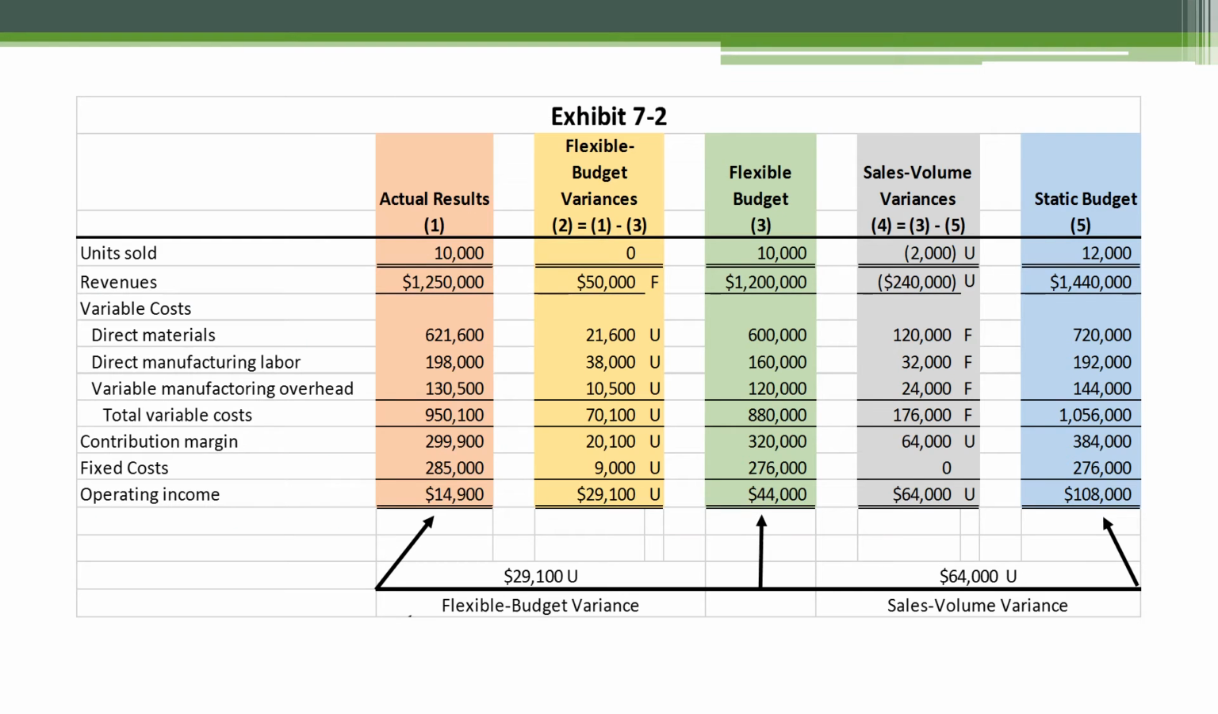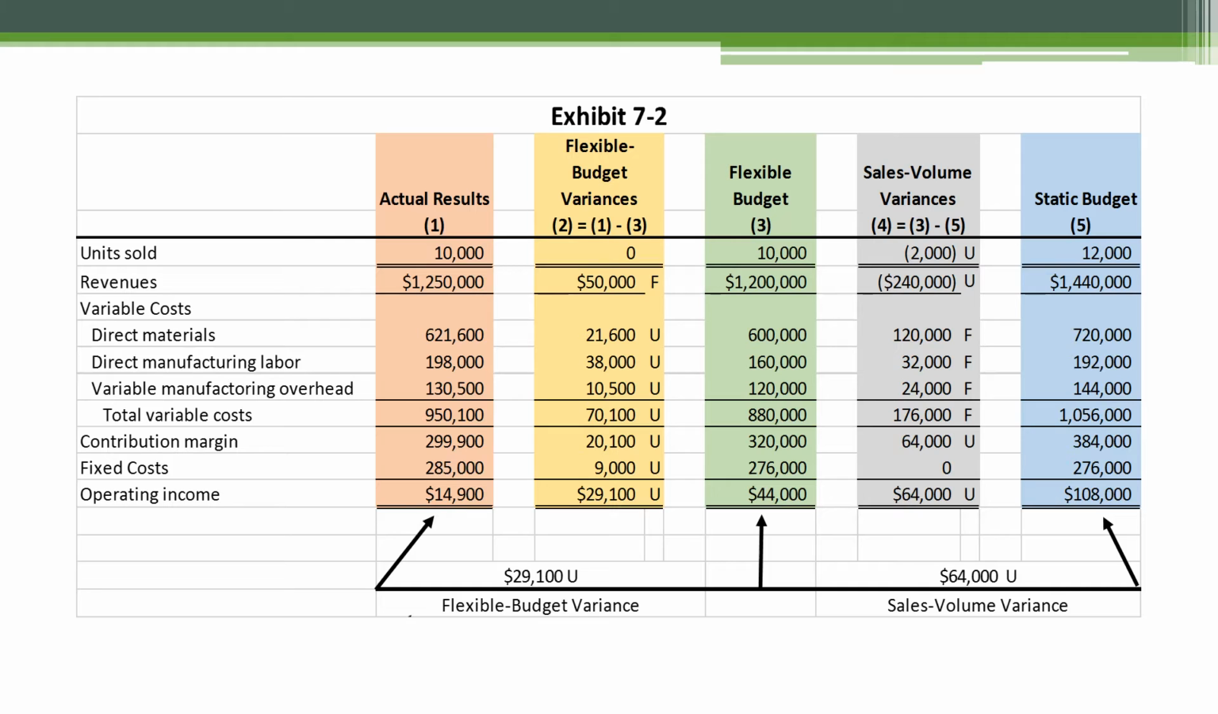As you can see now in 7-2, we've put the flexible budget variance in between the actual results and the flexible budget, and it's the gold highlighted there in the middle. You can see our $50,000 favorable variance, which is the difference of the $5 a jacket times the 10,000 jackets.